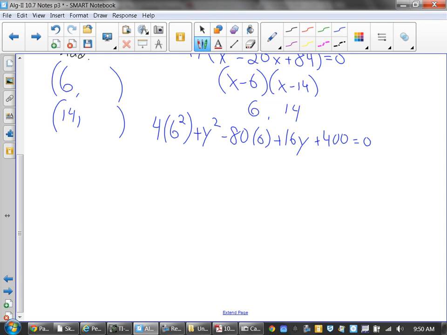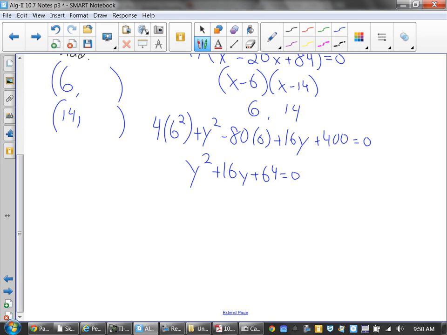Remember, when you write this out, notice what's being squared in that first group. It's just the 6. It's not 4 times 6 squared. It's 6 squared times 4. When you simplify all of that out, if I'm not mistaken, you get y squared plus 16y plus 64 is 0. I just did that last hour to double check my work, and I think it was 64.